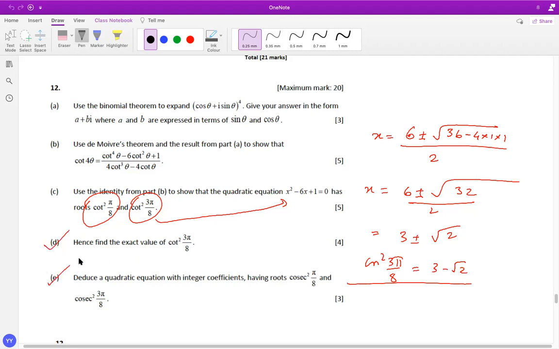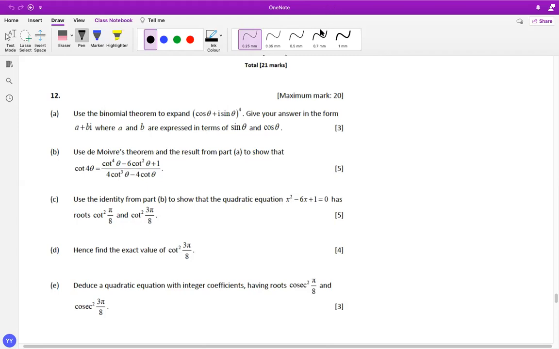Now, the last part is to deduce a quadratic equation with integer coefficients having the roots cosec square pi by 8 and cosec square 3 pi by 8. Since we have the relation between the two roots, 1 plus cot square pi by 8 is nothing but cosec squared pi by 8. So 1 plus cot square theta is cosec square theta.